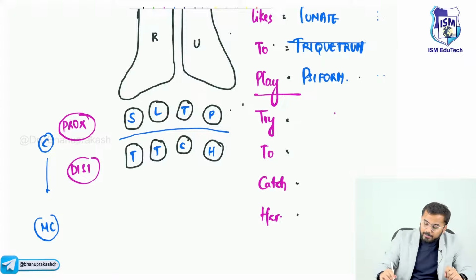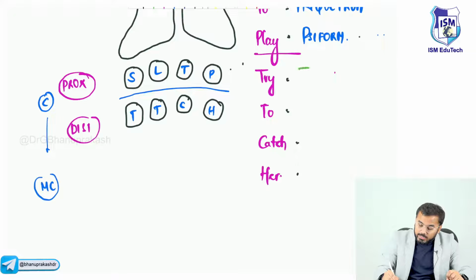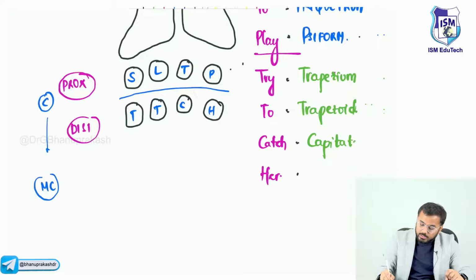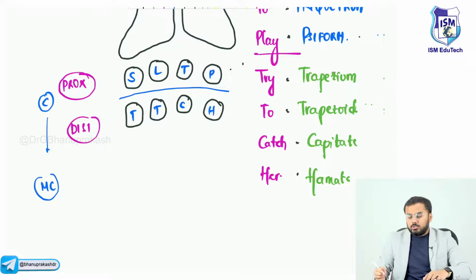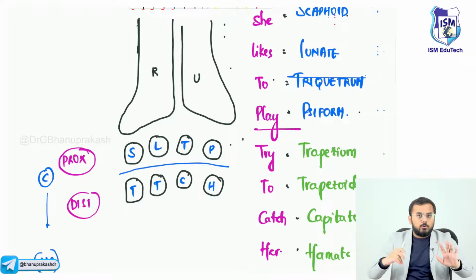Right. Now coming to the distal row. T stands for trapezium. Next, T stands for trapezoid, right? And next, C stands for capitate. H stands for hamate. So these are the 8 carpal bones which you have.